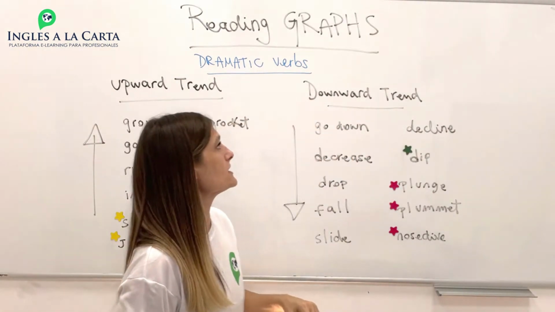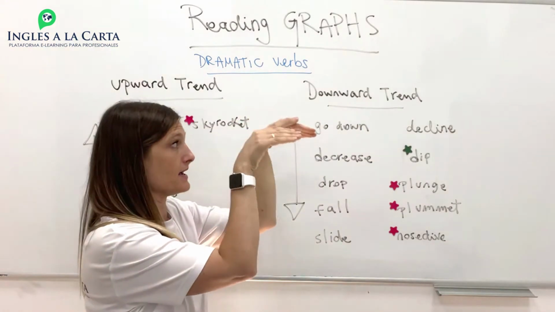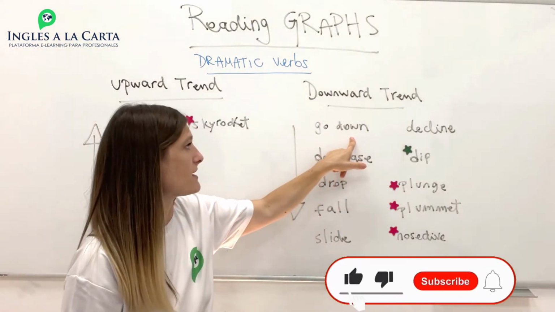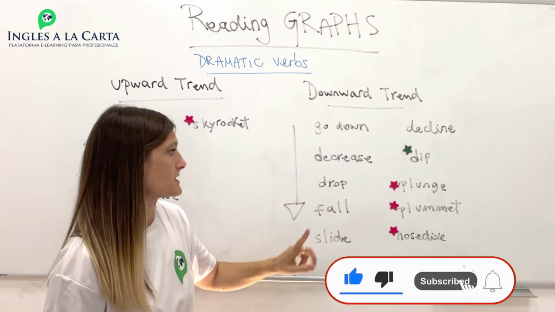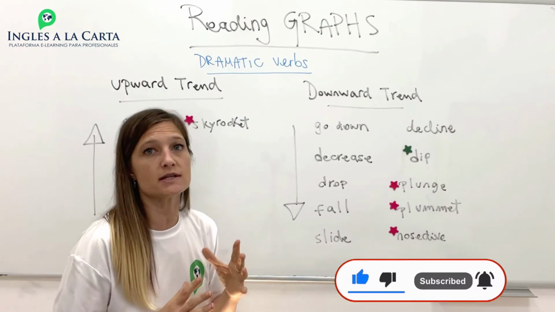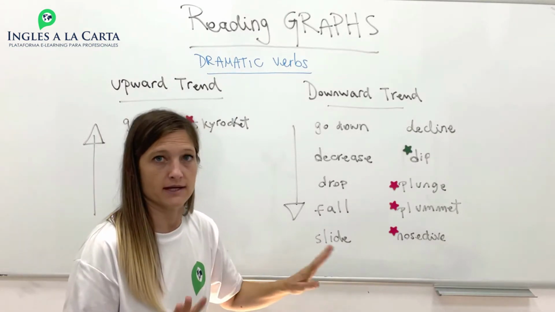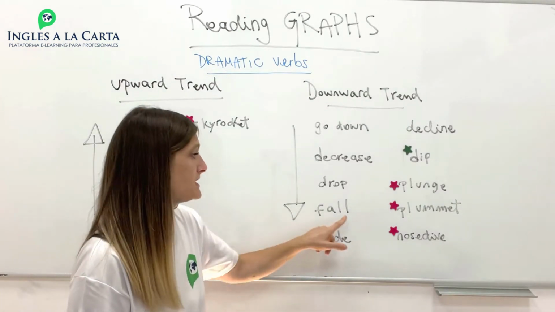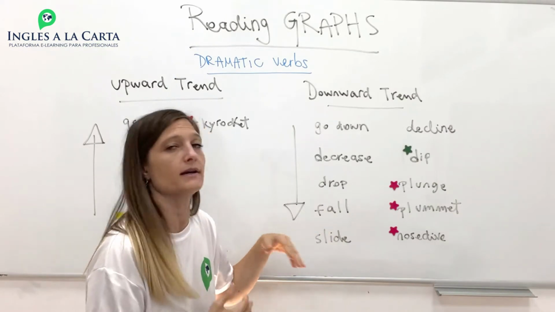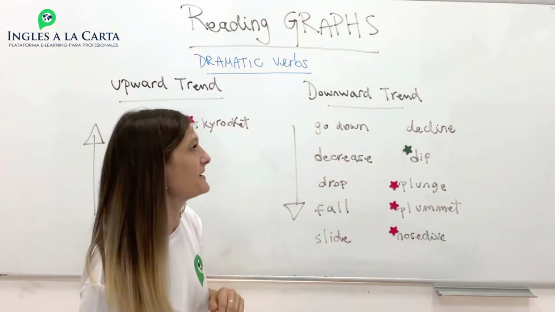Now, we continue with the downward trend. It means that the graph is coming down. Of course, we have the verb go down to describe it. We have decrease, drop, fall. Be careful, it's not necessary to say fall down. Just fall. It's okay, it's enough. You don't need to add down. When you say fall, it means going down, downward, okay?